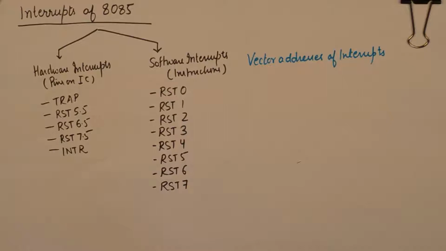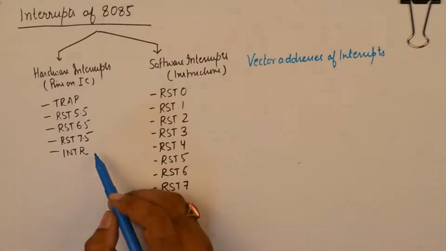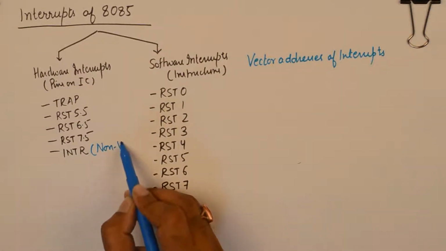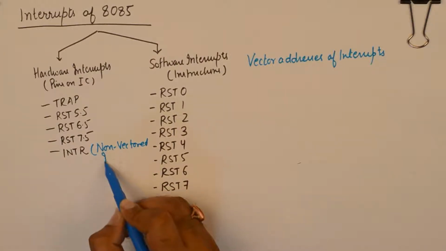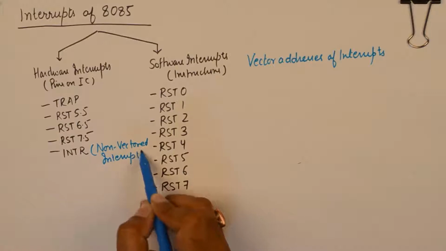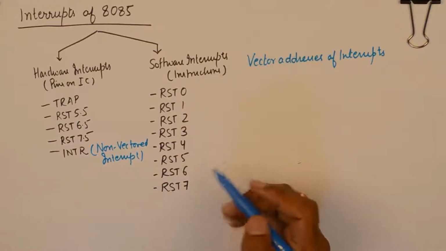And each of these interrupts has a specified address to which the microprocessor points after it encounters these interrupts. Because each of these interrupts has a specific vector address, these interrupts are known as vectored interrupts, except for this one. This is a non-vectored interrupt, but rest all of them are vectored interrupts.